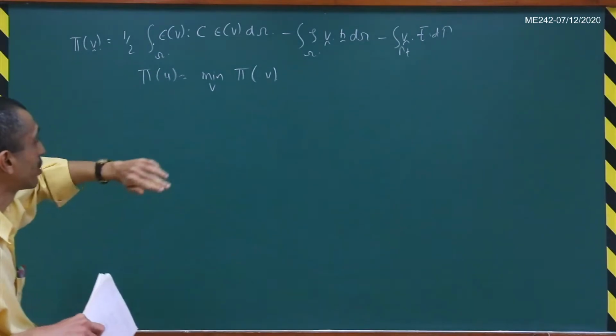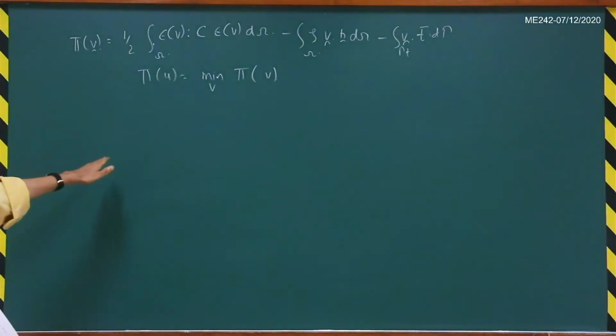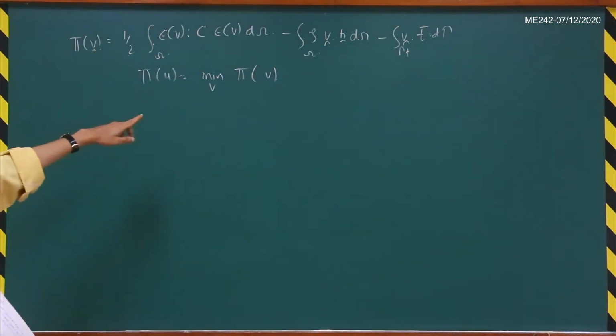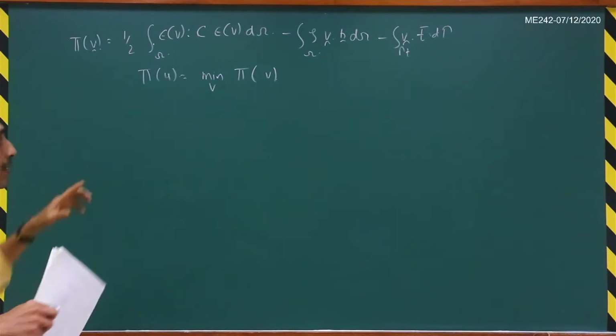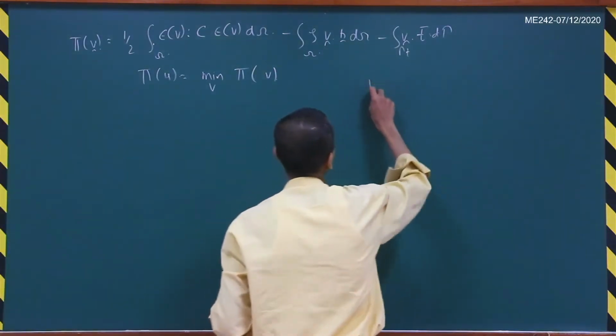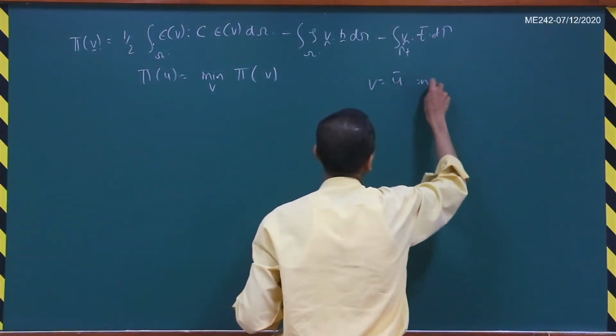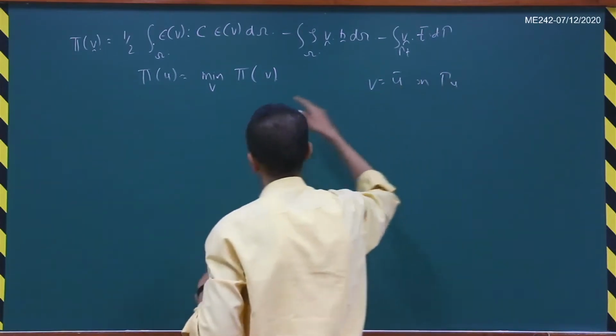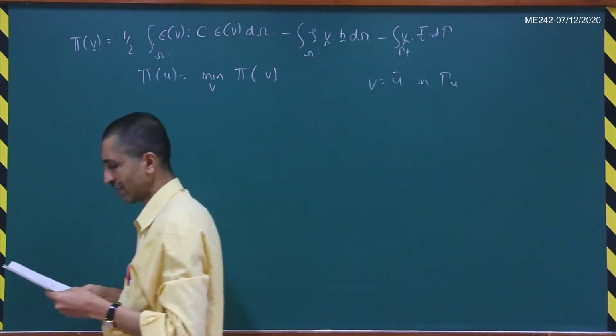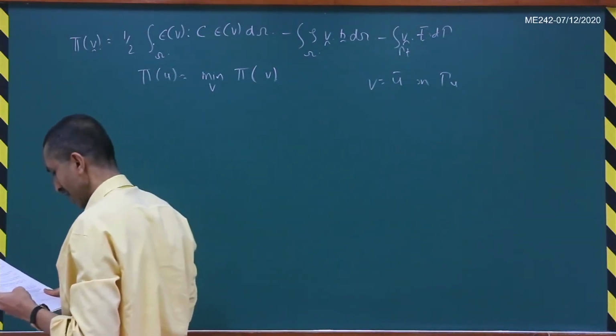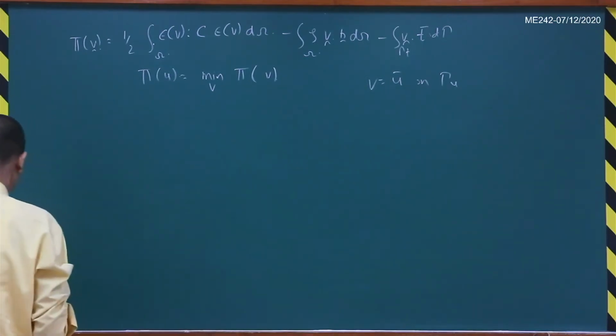So if you minimize it over all the kinematically admissible fields, last time we saw that the kinematically admissible fields are the ones where v satisfies the condition that v is equal to u bar on gamma u. So these are all the fields which satisfy this condition on gamma u. So let us prove this particular theorem.